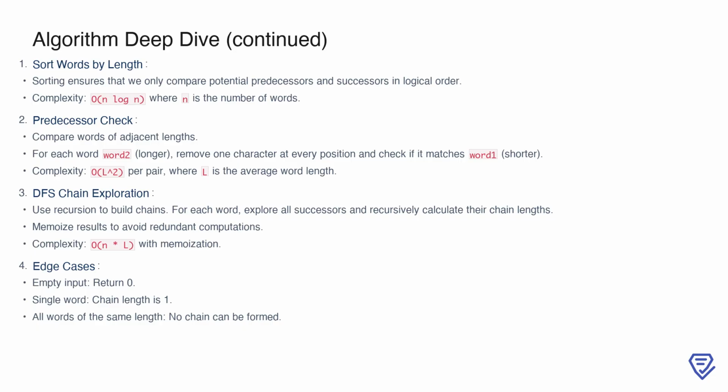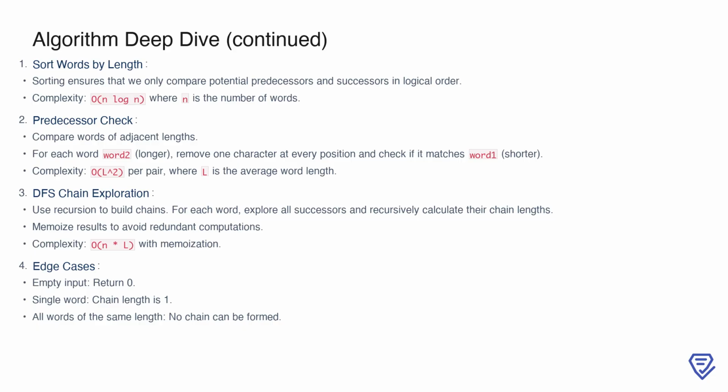Once the relationships are established, we use DFS to explore chains. For every word, we recursively calculate the chain length by exploring its successors. To optimize this process, we use memoization to store the longest chain length starting from each word, avoiding redundant computations. The time complexity for this step is n*L.